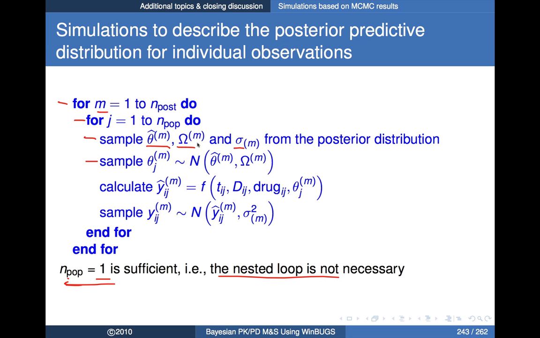Then we need to sample from our inter-individual variation model. So our theta j's are going to come from that normal distribution to describe our inter-individual variation. And then finally we calculate our expected value for the ith occasion and the jth individual from our model function. And then finally throw on our residual variation as the last step in that process to get our posterior prediction for a possible jth individual in here.